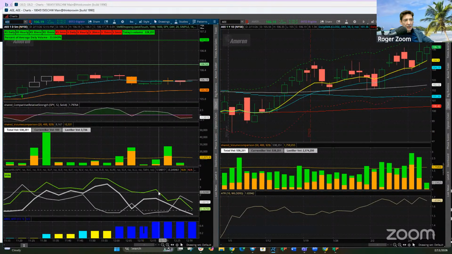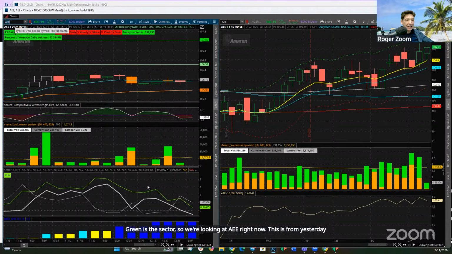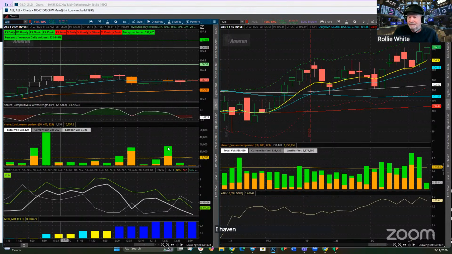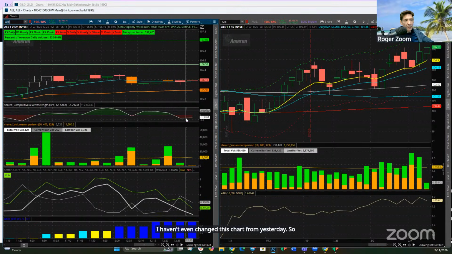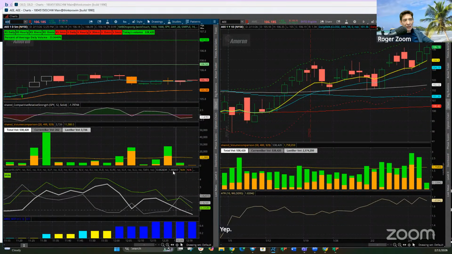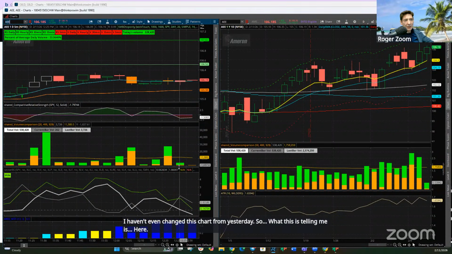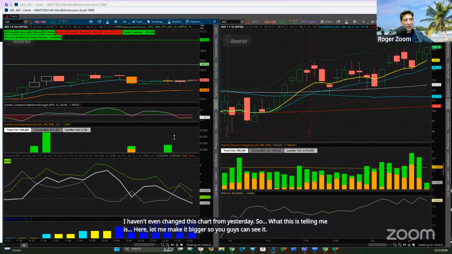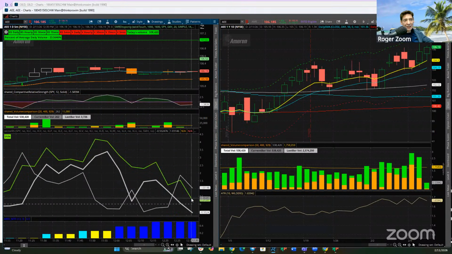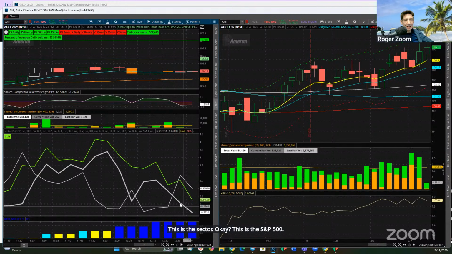The colored line is the sector. Green is the sector. So we're looking at AEE right now. This is from yesterday. Remember AEE? Yep. I haven't even changed this chart from yesterday. So what this is telling me is, here, let me make it bigger so you guys can see it. This is the sector, okay? This is the S&P 500. This is the stock, okay? The thick line is the stock.